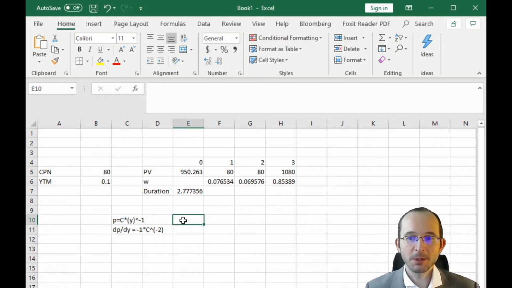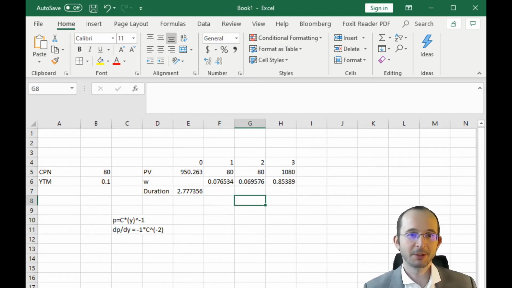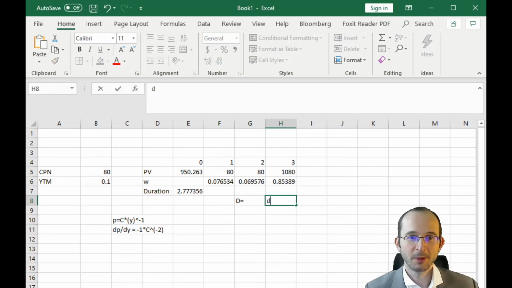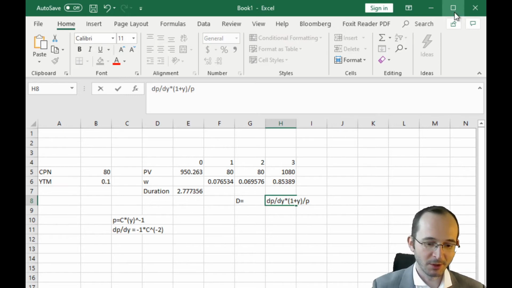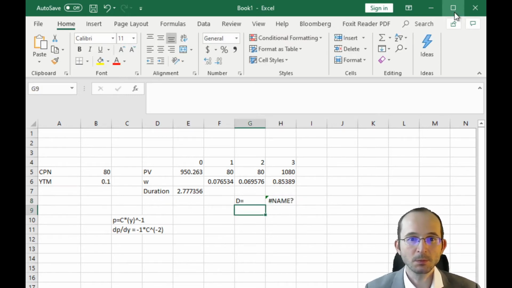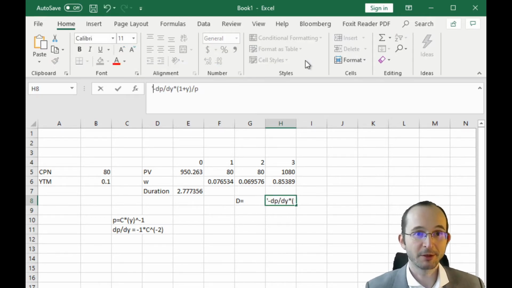Now, why did we want to do that? Well, this is beginning to look a little bit like the duration formula, right? So what is the duration formula? Let's remind ourselves of that. Duration is equal to dP/dy times (1 plus y) over P. And remember, that's sort of the elasticity of the price change. I guess this is actually a negative.